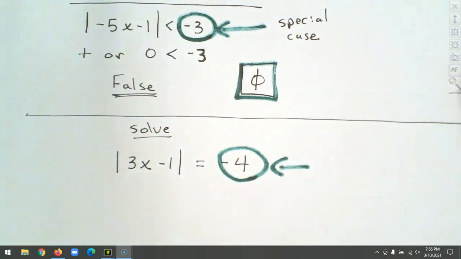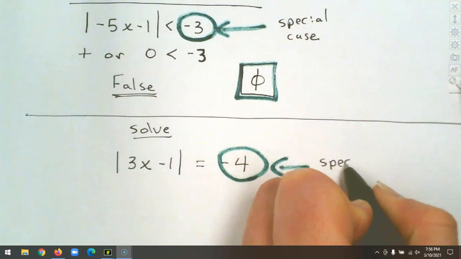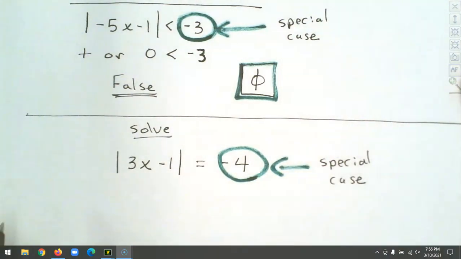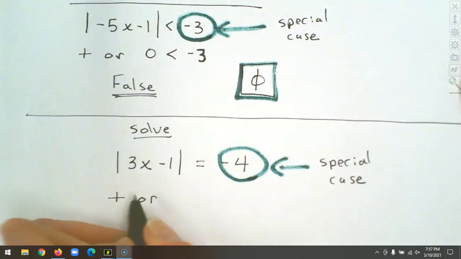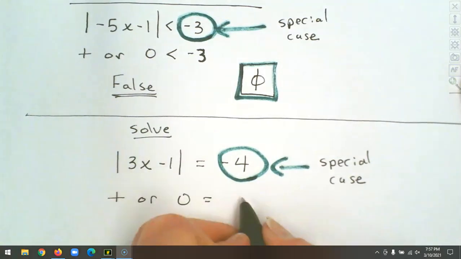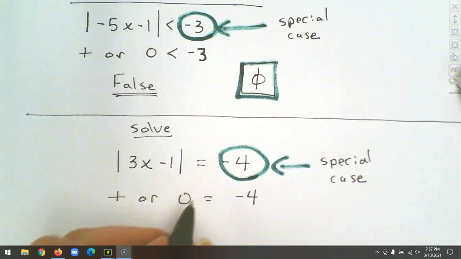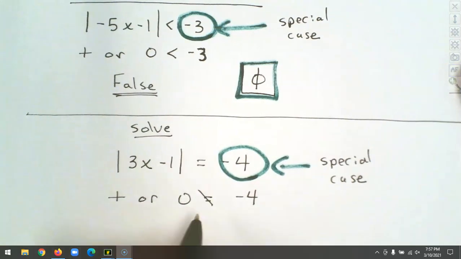And what do we know about absolute values? Well, absolute values are either positive or 0. And can a positive number ever equal a negative 4? Can positive numbers ever equal negative 4? No, that is not possible. So then you have no solution again.